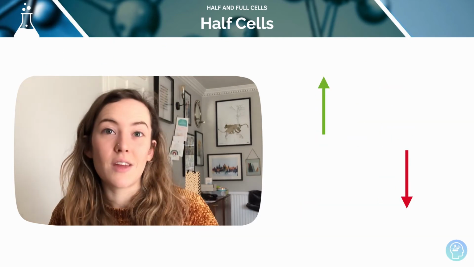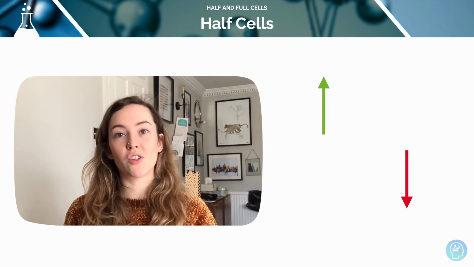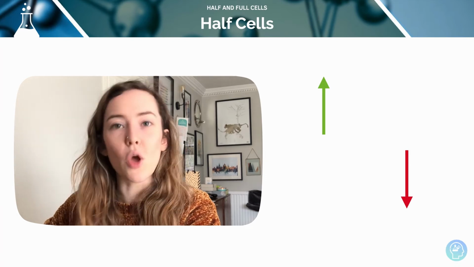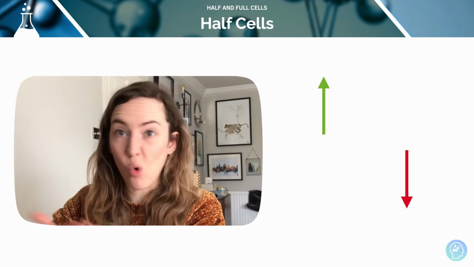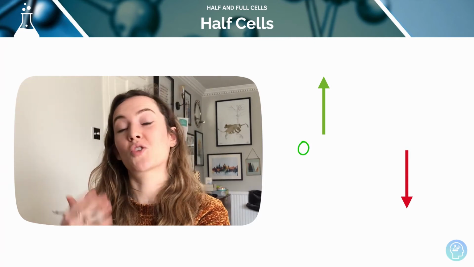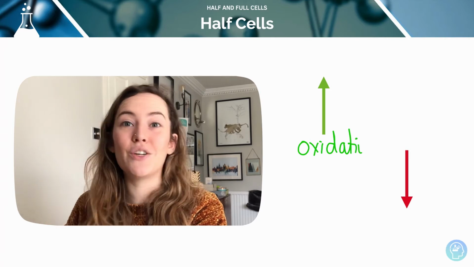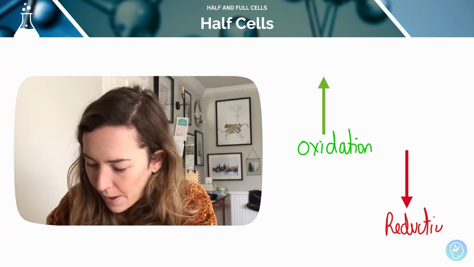The oxidation state of an atom or an ion tells us a measure of how oxidized or reduced it is. So oxidation involves the increase of the oxidation number or the oxidation state, and reduction, clue in the name, shows a decrease in the oxidation state or the oxidation number.